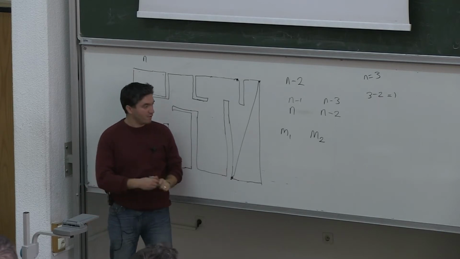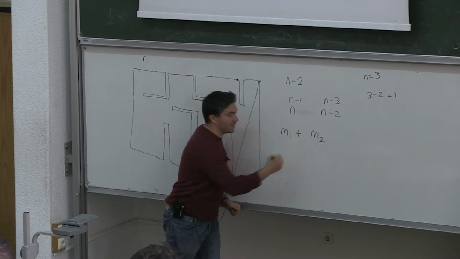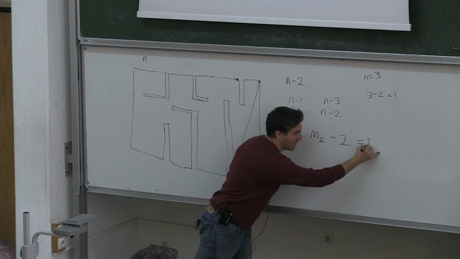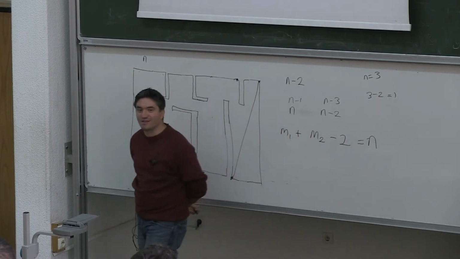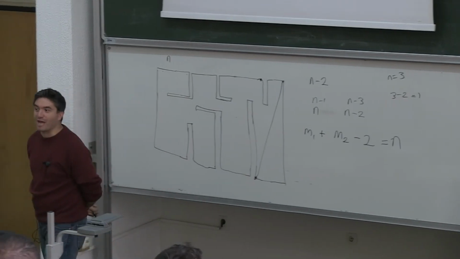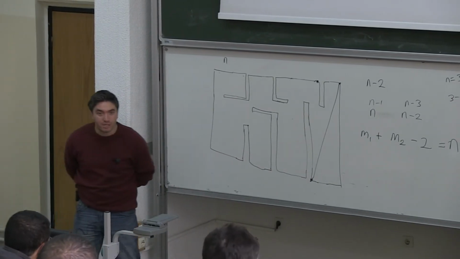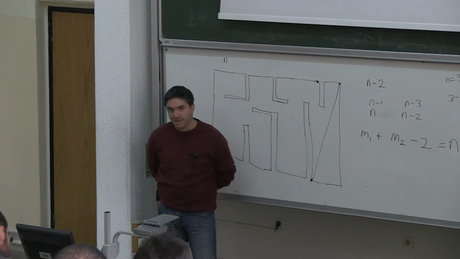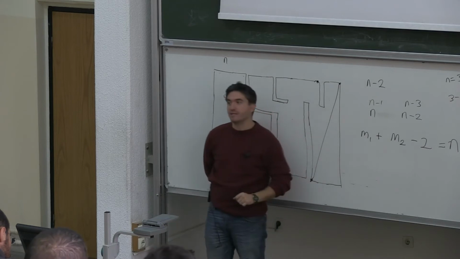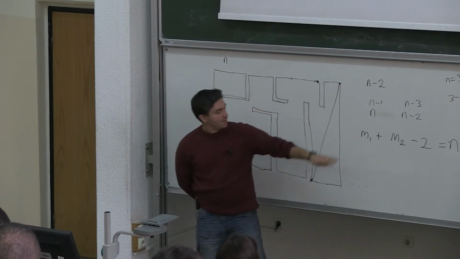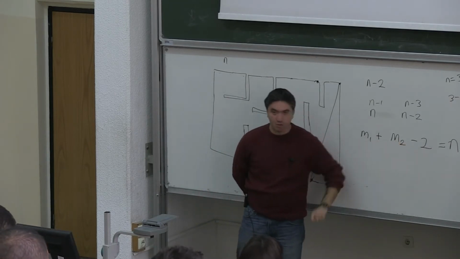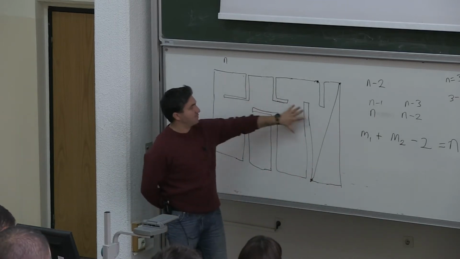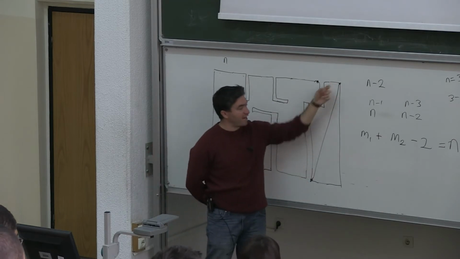So I can sum this up and subtract the two shared vertices, and what I know is I'm going to get n. If there exists a diagonal, and this diagonal divides my polygon into two pieces with m1 and m2 vertices each, then m1 plus m2 minus 2 should be equal to n, because these are the two shared vertices.